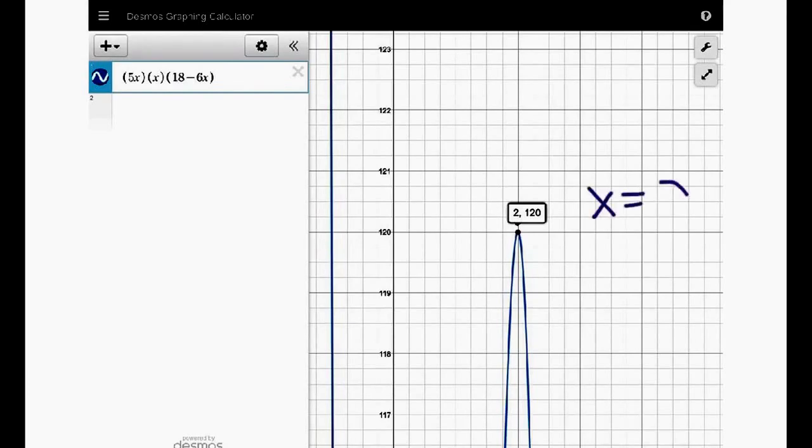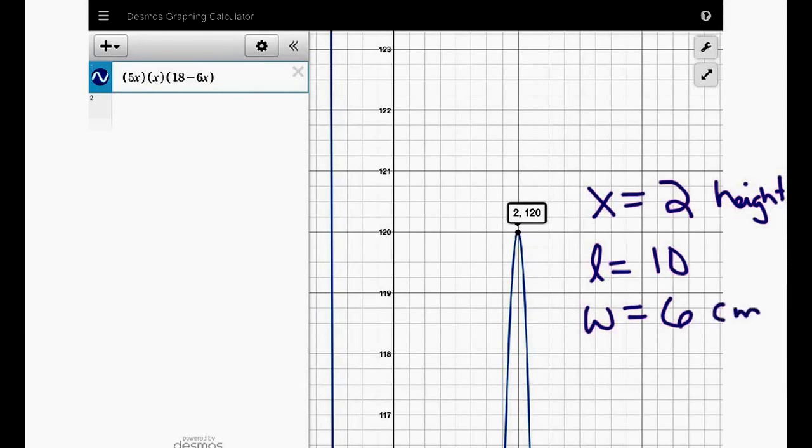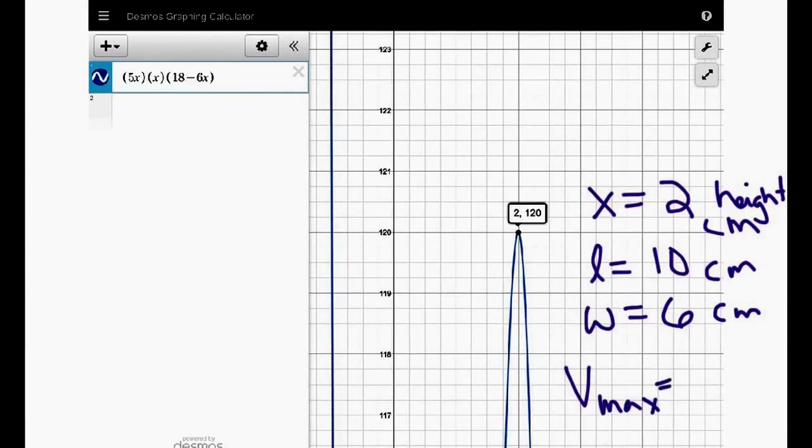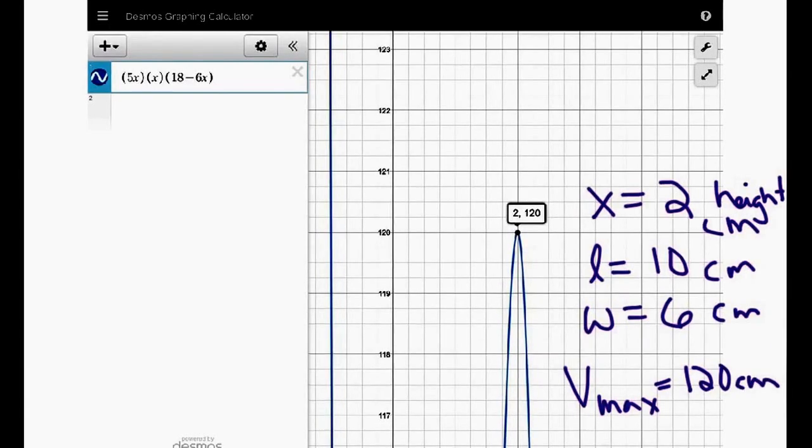That means that x is equal to 2, and that's my height. The length was 5x, so the length is 10. And the width was 18 minus 6 times x. So that was 18 minus 12, which is 6. So these were the dimensions. Were they in centimeters? Yes. These were the dimensions of my box. And the maximum volume would actually be 120 cubic centimeters.